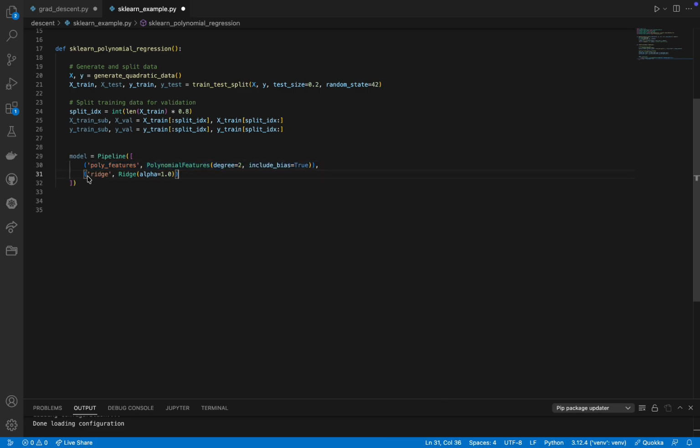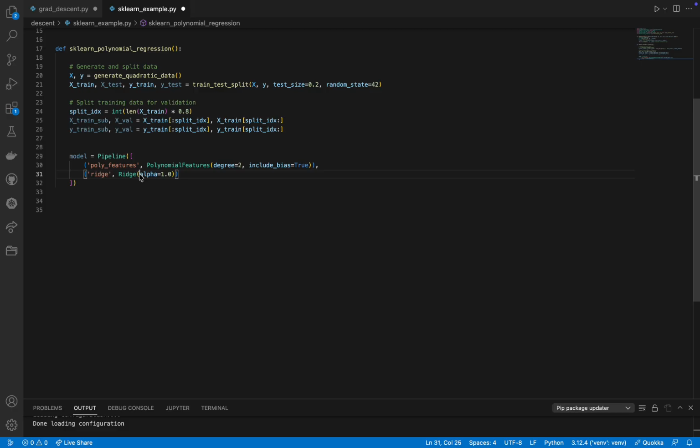Step 2 is Ridge with alpha equals 1.0. Ridge is regularized linear regression. It's similar to what we built, but instead of using gradient descent for 3000 iterations, it uses an analytical solution. That means it solves the problem directly using matrix algebra, and it's instant, so no iteration needed.